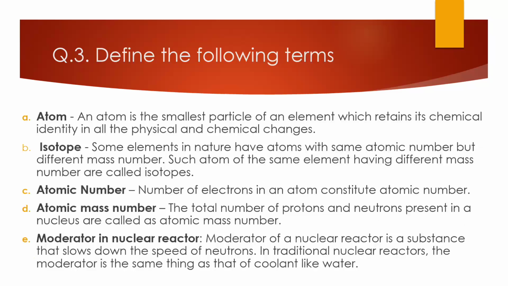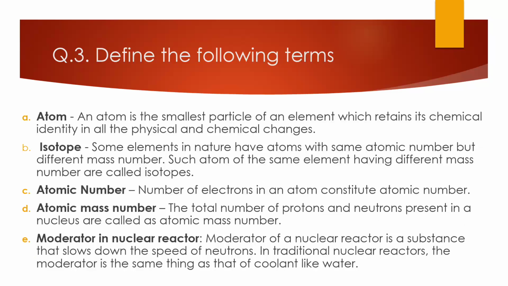Second is isotope. Some elements in nature have atoms with the same atomic number but different mass numbers. Such atoms of the same element having different mass numbers are called isotopes. An example of this is carbon. Carbon 12 and carbon 14 are isotopes, where their atomic numbers are the same but atomic mass numbers are different.